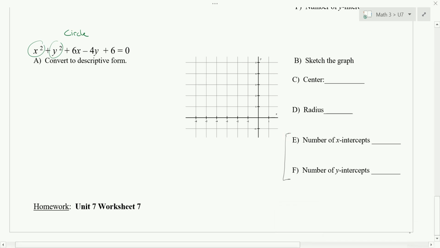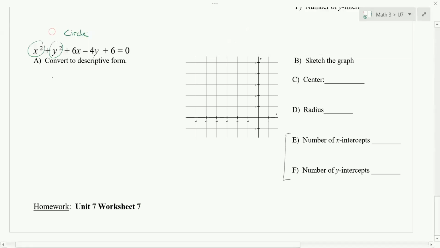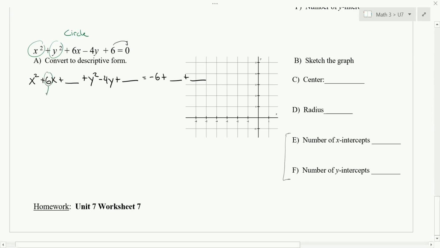All right, so for the circle, you first reorganize your variables or your terms here. Put the x squared next to the 6x, and then leave a little room to complete the square. Put the y squared next to the negative 4y. Again, leave a little room. And then we're going to subtract 6 from both sides of the equation to make this equal to negative 6. And we're going to be adding a couple things to both sides of the equation. So then we cut the 6 in half and square it. What do we get?